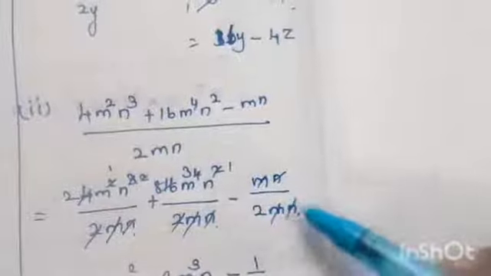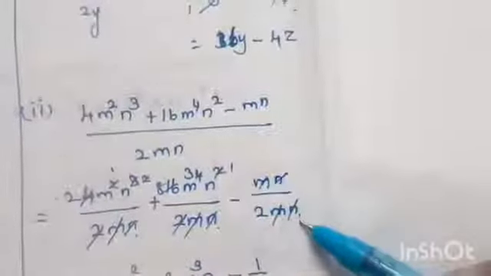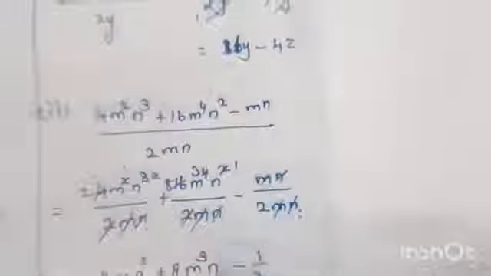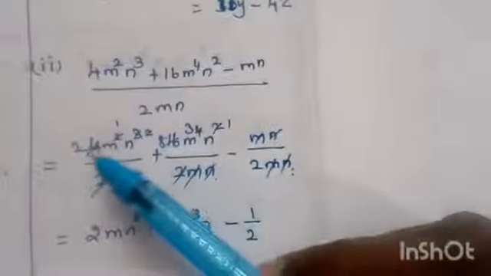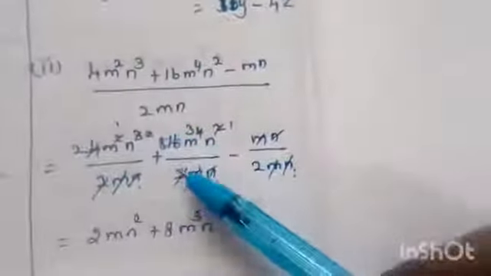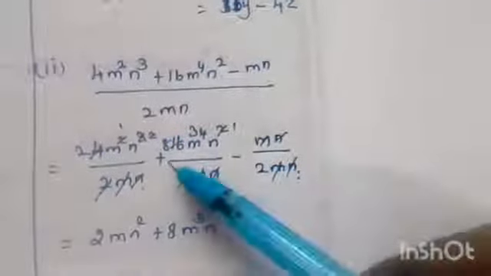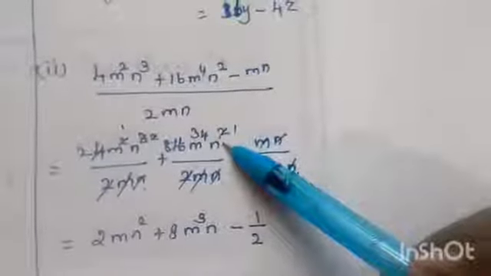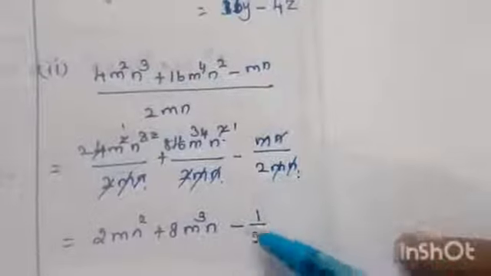Now for mn by 2mn, m cancelled, n cancelled. After cancelling we have in the numerator 1, denominator 2. So after cancelling, for this first term, 2mn square. The second denominator 1 is there. Plus 8m cube n power 1, that is n, minus 1 by 2. This is the answer.